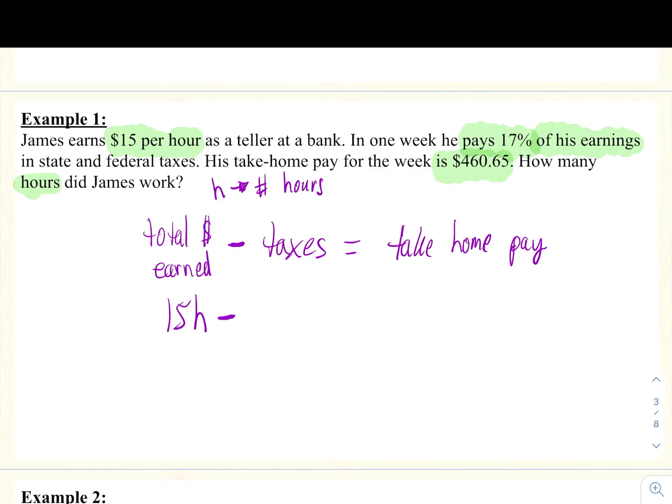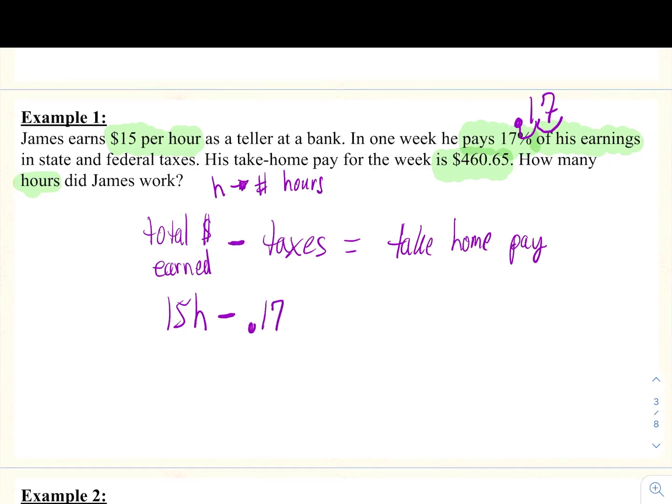Our taxes are 17% of his earnings. So the first thing we need to do is we need to take 17% and convert that to a decimal. So we're going to drop the percent and we're going to move our decimal 2 places. So it's going to become 0.17. Now we don't just want to leave it just as 0.17 because this just means that you're taking 17 cents because of taxes. We need the 17% to affect his earnings. So we're going to multiply this by 15H. So we have total money earned minus our taxes equals our take-home pay, which is $460.65.